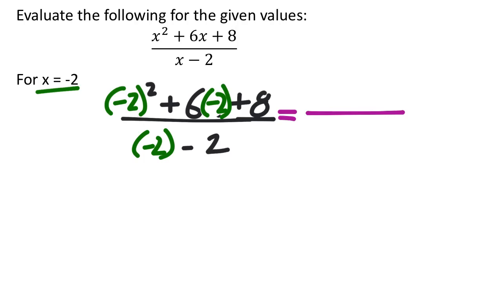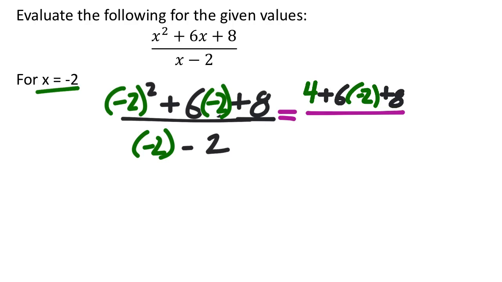So in the numerator, I got that -2 to the power of 2 plus 6 times -2 plus 8. I'm looking at that exponent because I don't have any operations inside of the parentheses. So I got -2 times -2. That's going to give me 4 right there. So rewriting the expression, now I got 4 plus 6 times that -2 plus 8.